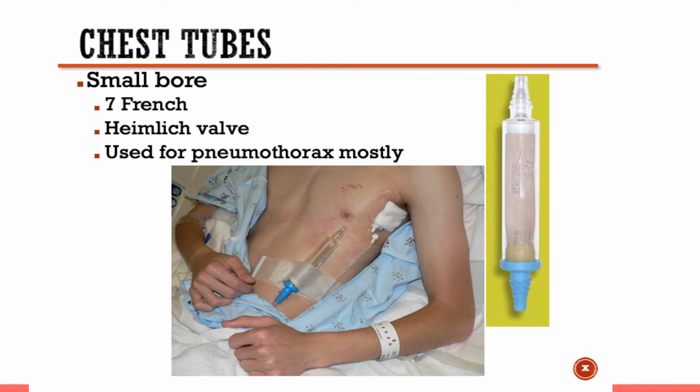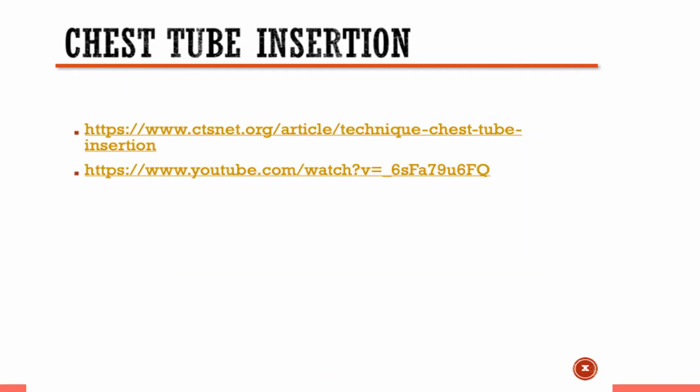It has a little rubbery, fluttery valve here, so it just allows air to escape and prevents air from going back in. And this one looks like it is probably attached to a little bit of suction too. These are the video clips that we looked at. One of them is more didactics, with a few pictures, just more about the technique. But then the other one has the actual video of them inserting that chest tube.